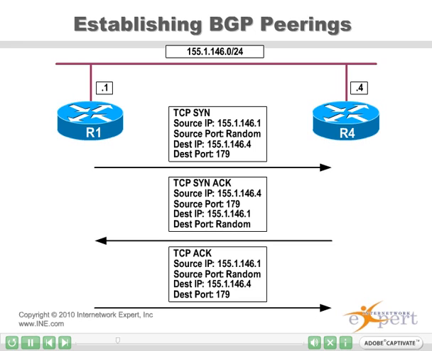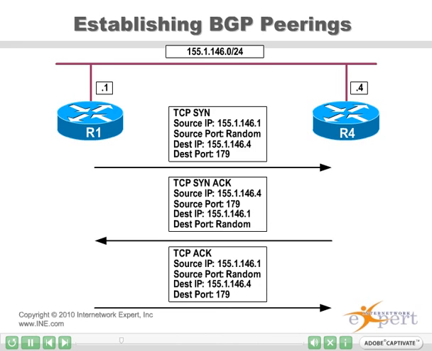It sends out a TCP SYN type packet sourced from its IP address from a random port number, and its destination is the destination IP address specified in the neighbor statement. And notice its destination port is 179. Okay, makes sense. R4 says, okay, I'm going to send a TCP SYN ACK because I'm set up with a neighbor statement for the 155.146.1 device, and notice it sources the traffic from 179.